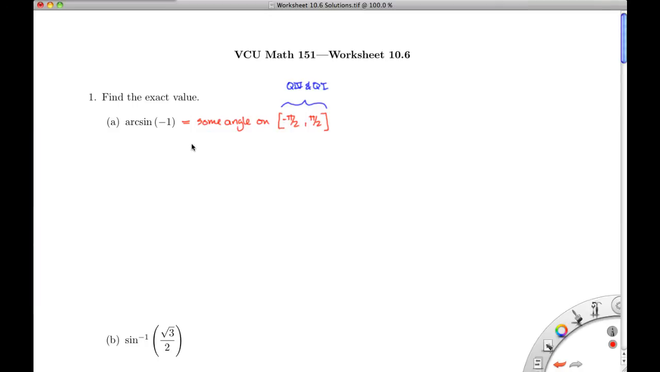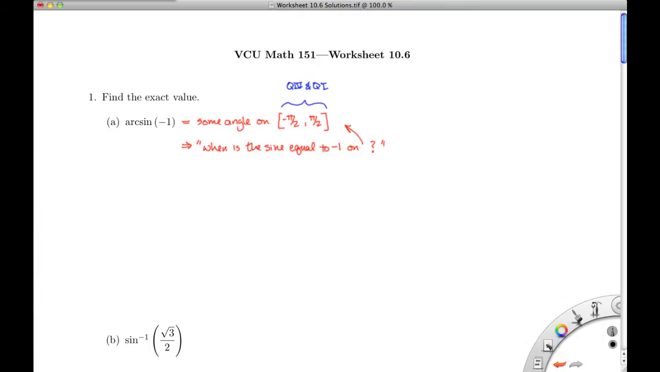So here's what I might recommend you ask yourself when you get a problem like this. If we're asked to find the exact value of the arcsine of -1, we'll use the inverse relationship of the arcsine and the sine and consider this. Let's ask ourselves, when is the sine function equal to -1 on this restricted interval that we have here? That's what we're really going to ask ourselves.